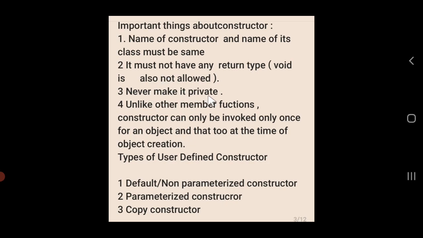Never make it private. This is very, very important. Never make a constructor private, because once you make it private, you won't be able to create an object of that class. All right. Now, unlike other member functions, a constructor can be invoked only once. When? At the time of the object creation.